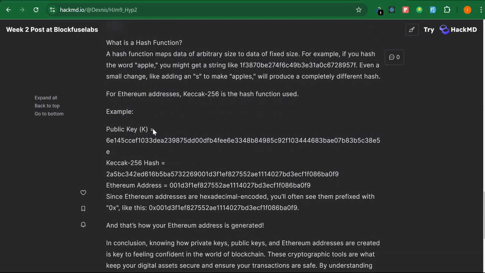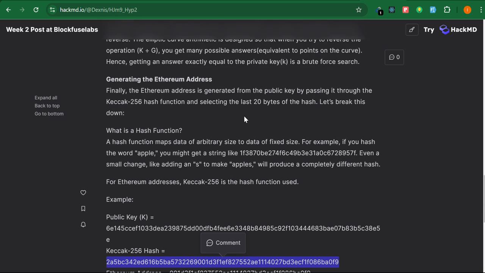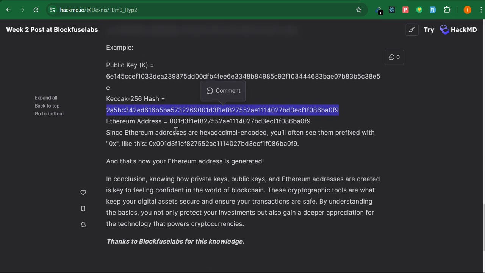Let's assume that the public key is equal to this, and we do the Keccak-256 hash. It gives us this. When we pass this as the pre-image, or the input data, we get this as the result. What the last part means, which says that we select the last 20 bytes of the hash, is this. It simply means that for the Ethereum address we select the last 20 bytes that come from the back, from here.